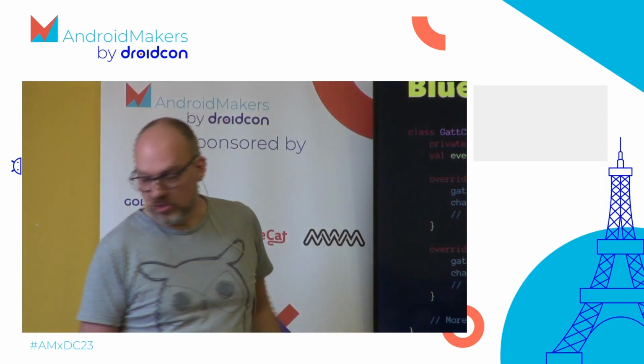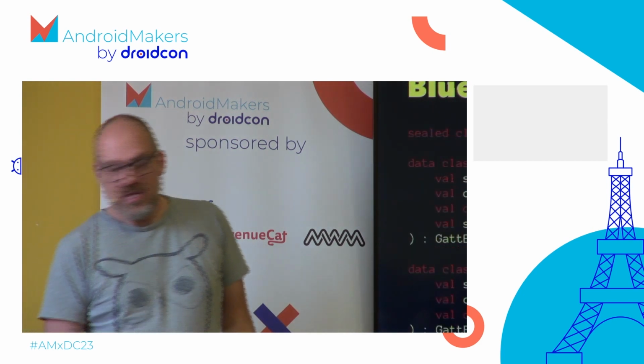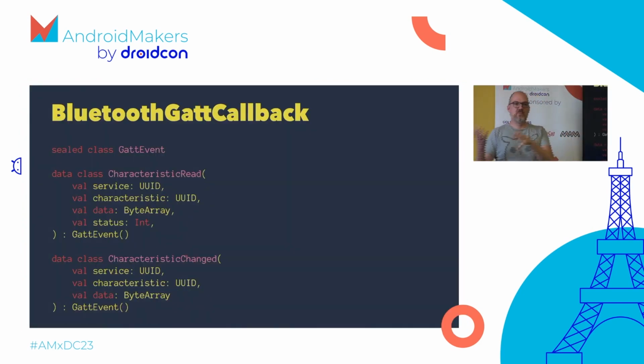And then you have all your callbacks. I create the event classes that wrap the callbacks. So for a read, for instance, I have that one. For a changed, I have that one. I don't keep the Bluetooth GATT characteristics. I only keep the UUIDs. Don't keep the Bluetooth GATT characteristics object.